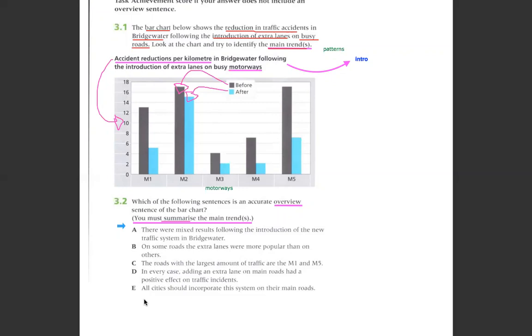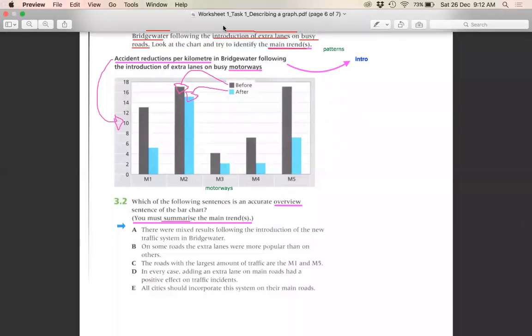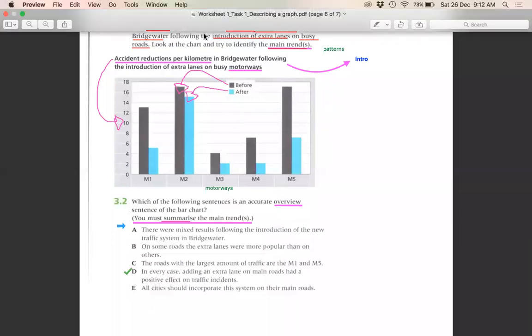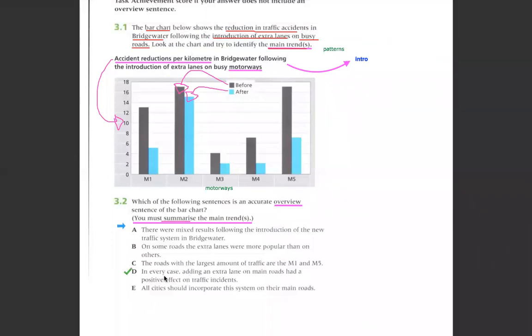All right, I'll give you one more minute to think about an answer. All right, looks like everyone said D so far. This is correct. Let's have a look at D.